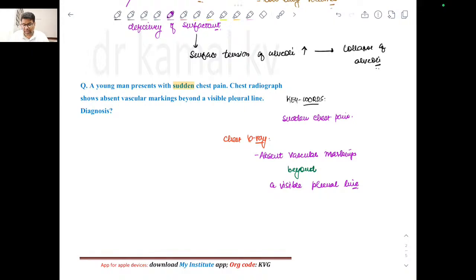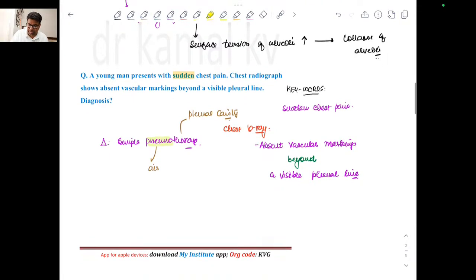So what is being seen? There is a pleural line which is seen, and after that there is no vascular marking. So this is classically suggestive of simple pneumothorax, right? Pneumothorax. I think all of you must be knowing this fact. Pneumo means air, thorax means in pleural cavity. So air in pleural cavity. Now here the complaint is sudden chest pain.